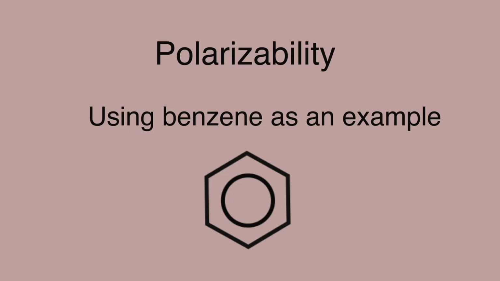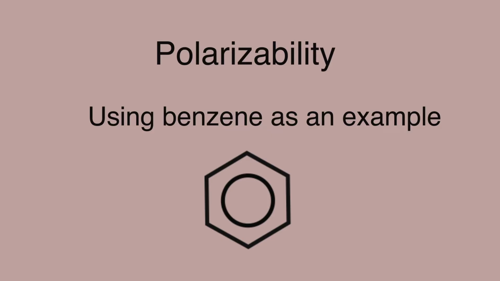Polarizability can be described as how well a molecule's electron cloud gets distorted. For example, if a molecule's electron cloud gets distorted fairly easily compared to another one, it would have a higher polarizability compared to that other molecule.